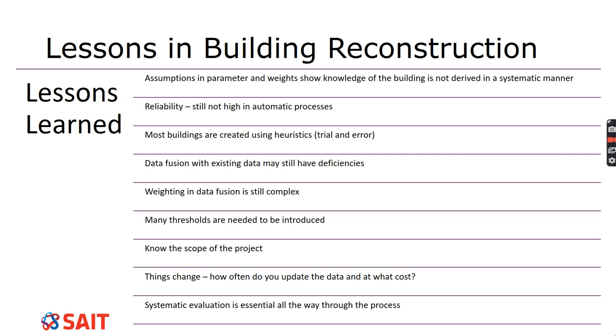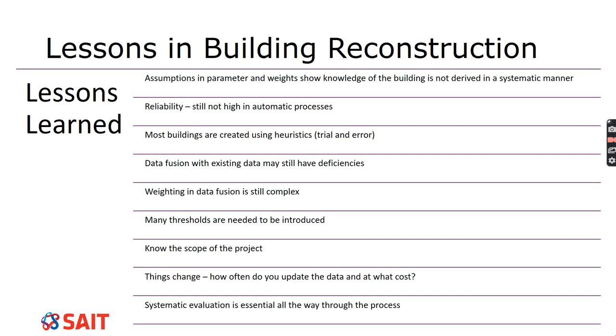Most of our buildings are created using heuristics, which is trial and error, or guessing as to where those buildings are. We're guessing at the footprints when it comes to Lidar. We also can use data fusion, but it still has deficiencies. We're still looking at scale issues. Scale issues is the biggest thing. You can try to match it all up and say, this is where it is, but you're going to see things that are offset. And that's going to be challenging for you.